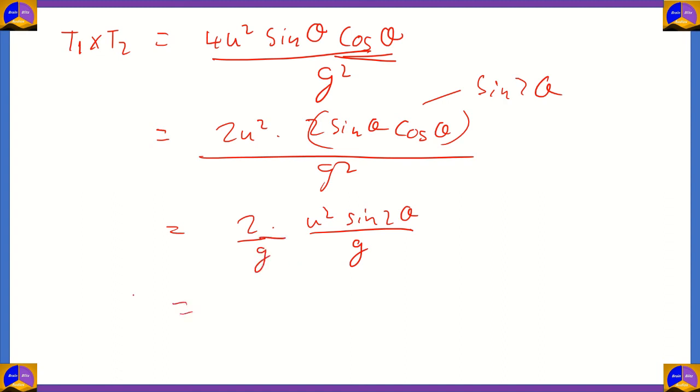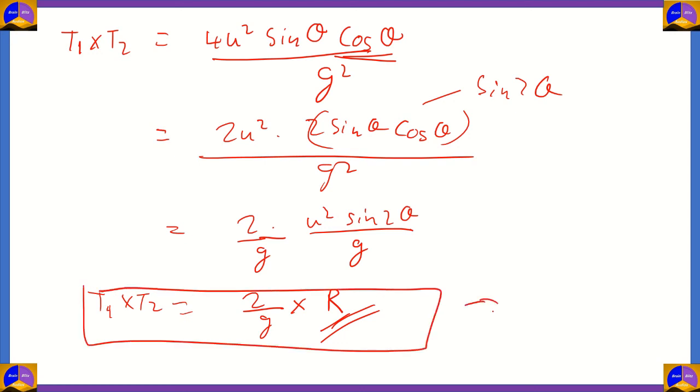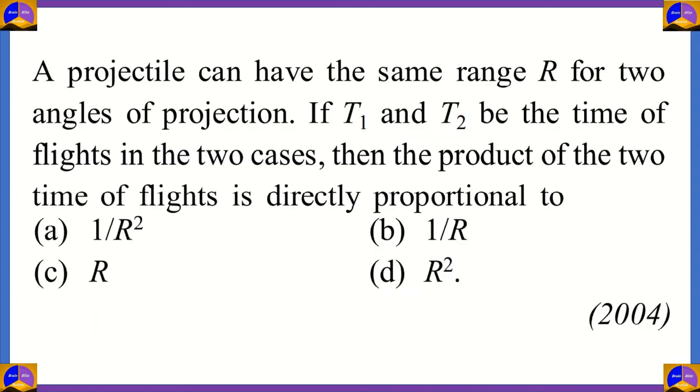So basically you get t1 times t2 as equal to 2 by g into the horizontal range, which in this case is the same for both the angles. So t1 times t2 is equal to 2r by g, therefore t1 multiplied by t2 is proportional to the range itself. So if you look at the given options, you can see that option C, r, is the correct option. So basically you take the special condition where the range is the same, that is theta and 90 minus theta.